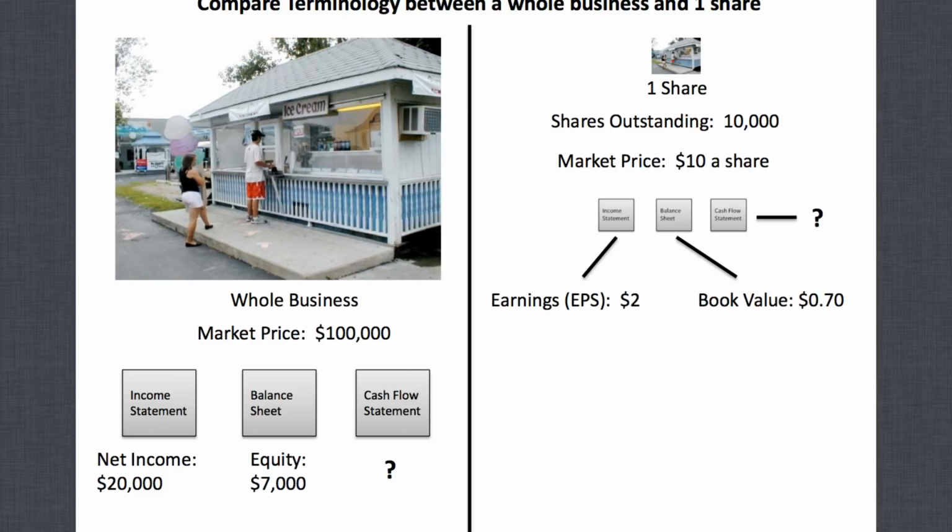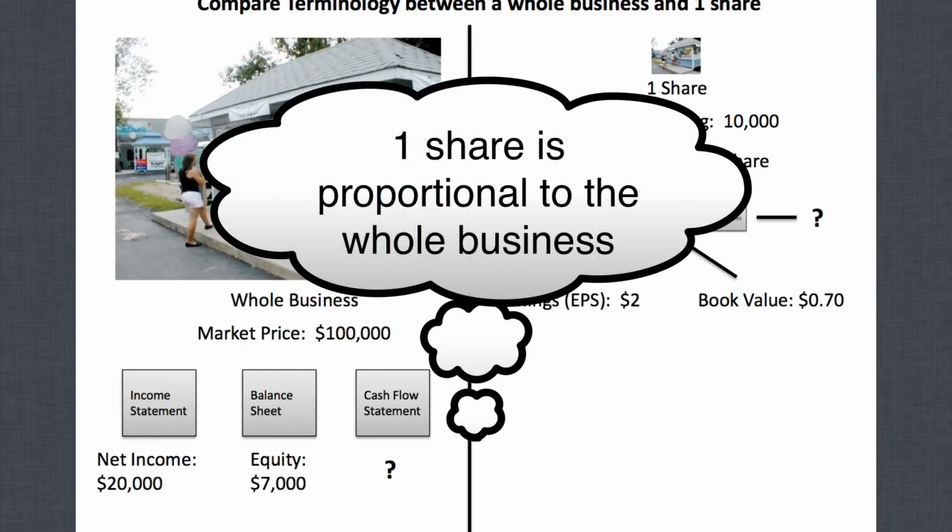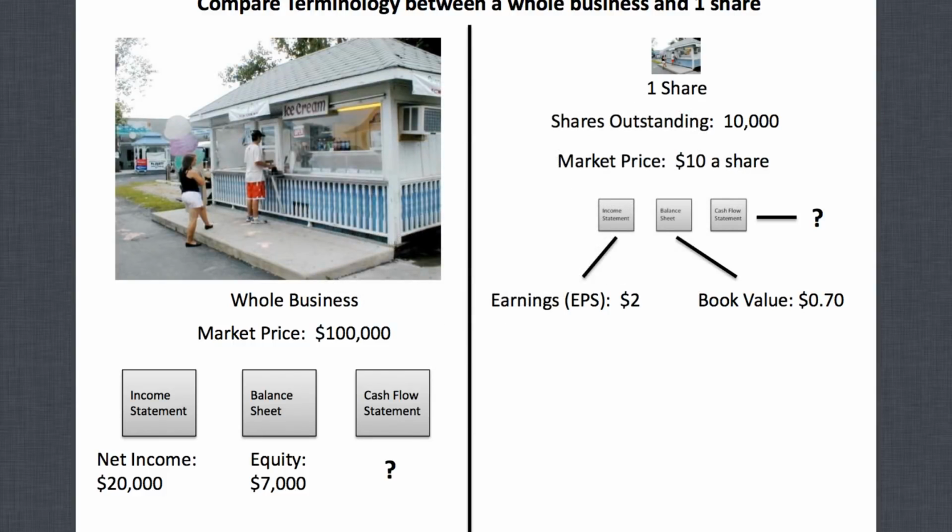Then for the balance sheet, we saw over there on the whole business, it was $7,000 for the equity. And when you go to a per share basis, that isn't called equity anymore, it's called book value. I don't know why they changed the terminology. It's probably so that when a person says the book value is $2, you know they're talking per share as opposed to the entire business. But you're going to find it doesn't matter if you're talking the whole business or one share, it's all proportional because every single term is being divided by the shares outstanding, which is 10,000. So when we look at the book value for this one share, it's 70 cents.